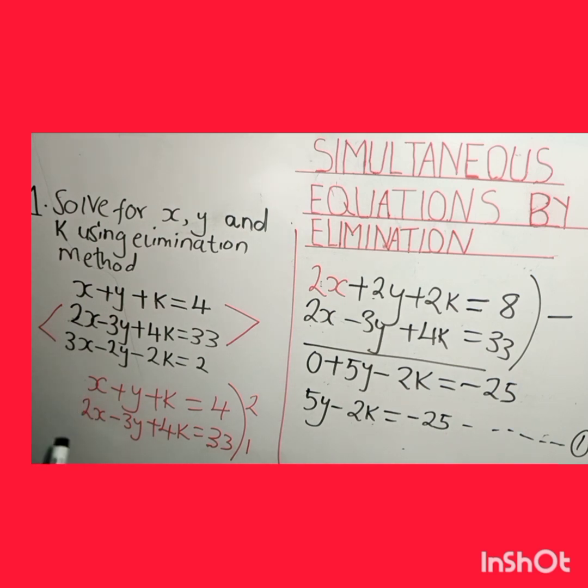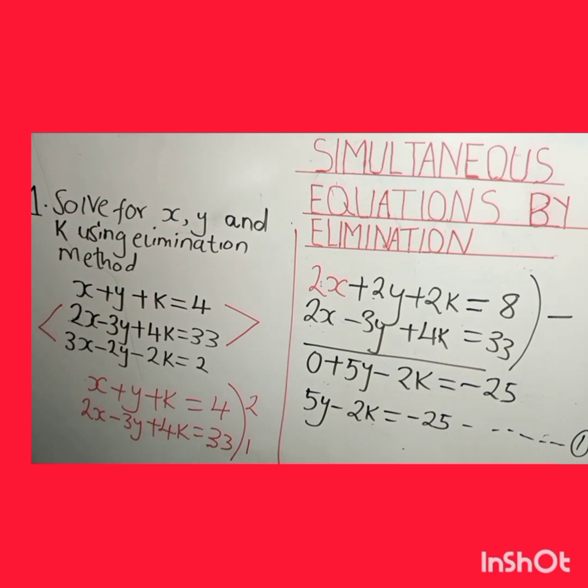I have them here. So I have x plus y plus k is equal to 4, and 2x minus 3y plus 4k is equal to 33. Now you have to ask yourselves, out of the three unknown variables, which one can you eliminate? Let me eliminate x.